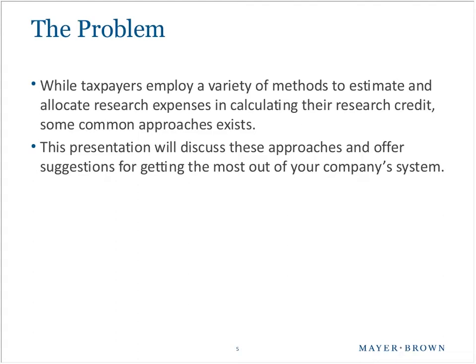Over the years, we've seen a number of common approaches, which we're going to be talking about today, and offering suggestions on how you might be able to take the system that is used within your company and perhaps improve it in certain ways. We'll focus primarily on the question of how you allocate wages to qualifying activities, but we will also discuss how you can treat supplies and contract research.